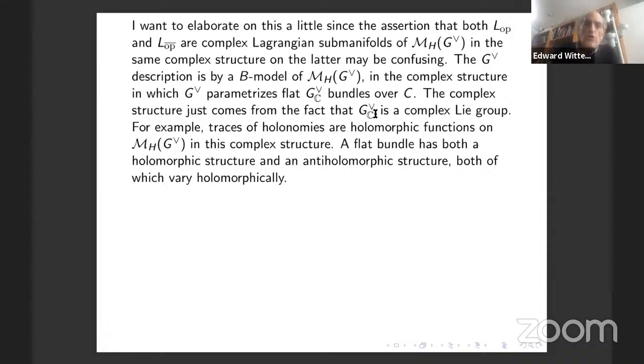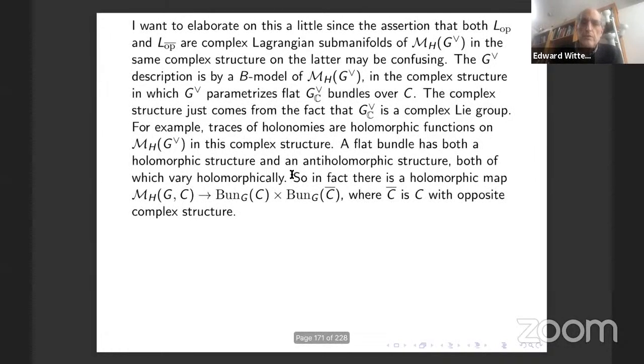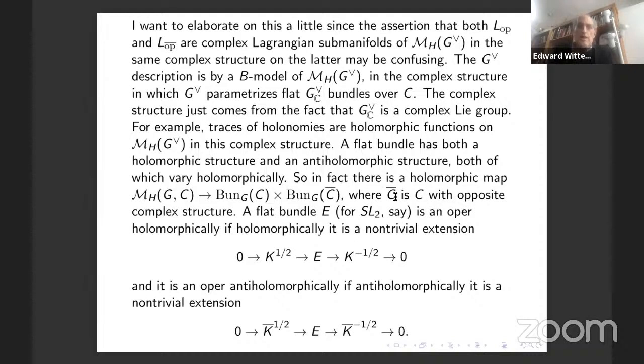A flat bundle has both a holomorphic structure and an anti-holomorphic structure, both of which vary holomorphically. So in fact, there's a holomorphic map to two copies of the moduli space of G bundles, one on C and one on C bar, where C bar is C with opposite complex structure. And a flat bundle can be an Op pair holomorphically if it obeys a Beilinson-Drinfeld condition, or anti-holomorphically if it obeys a dual Beilinson-Drinfeld condition. And either condition defines a complex subvariety, a complex Lagrangian submanifold of the same moduli space.